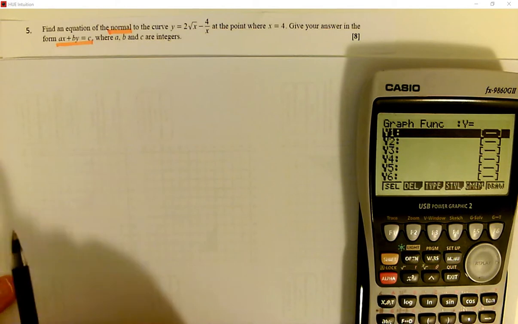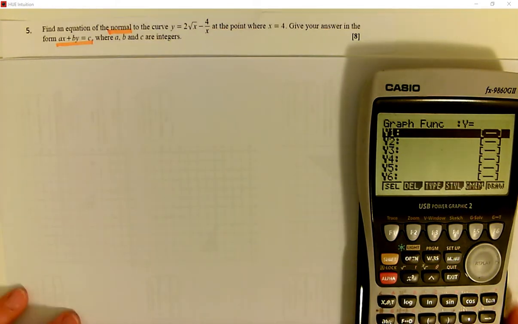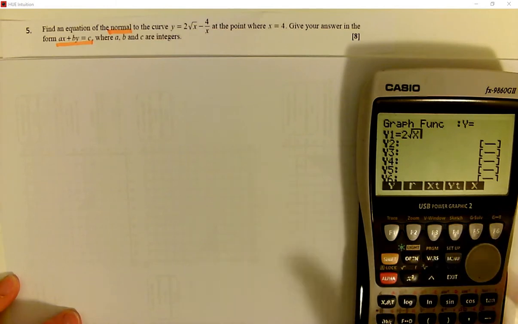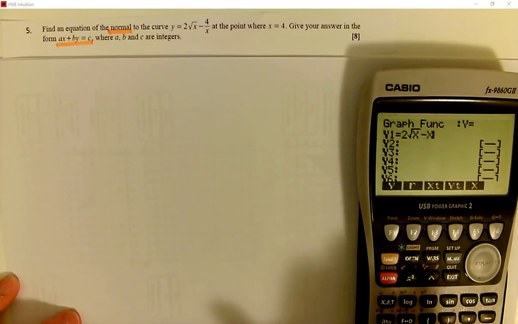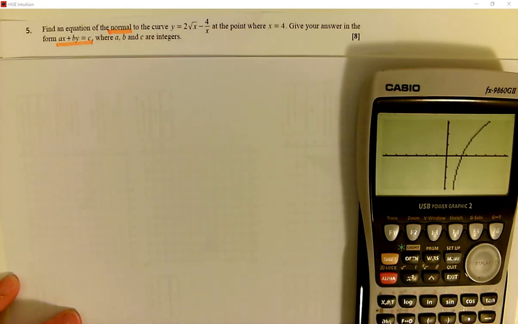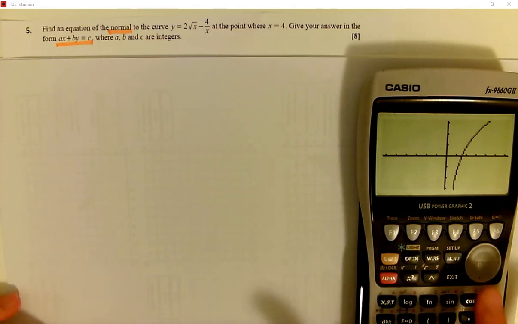Right, well I want to see what's going on, so I am going to sketch the graph. So I've got 2 root x minus 4 over x. Okay, so we'll sketch it. Alright, so it's some kind of curve. We're going to sketch the normal, so to get a good handle on what the gradient really is, I'm going to make this look square.